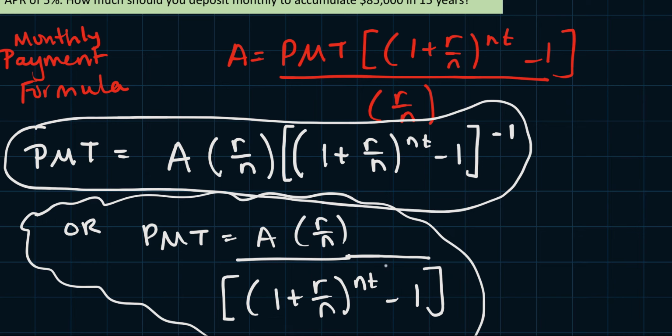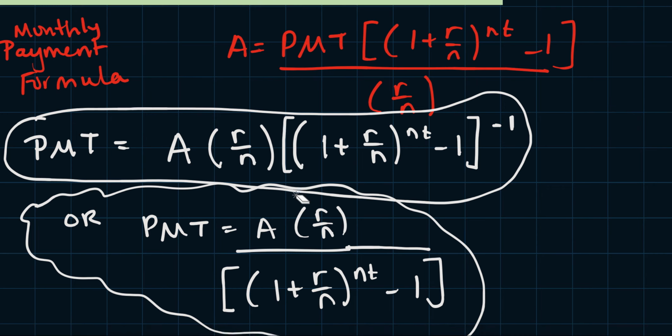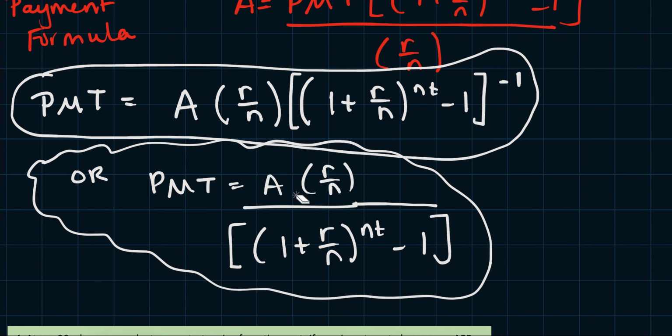Remember that if you don't see an exponent, the exponent is 1. You don't have to put that there, but the reason I'm putting it there is because I can raise it to the numerator and put a negative with it. So either formula is fine, whichever one is easier for you to put in your calculator.